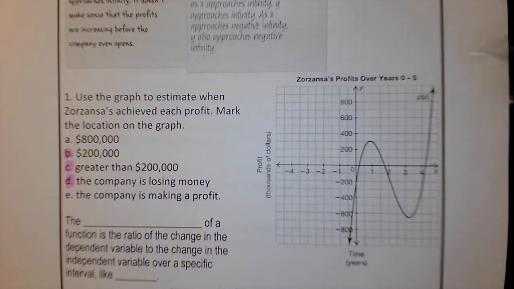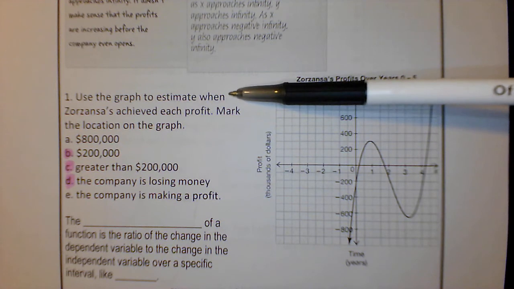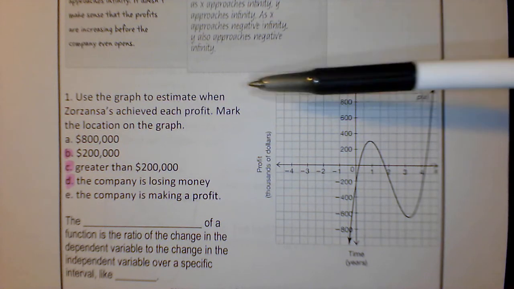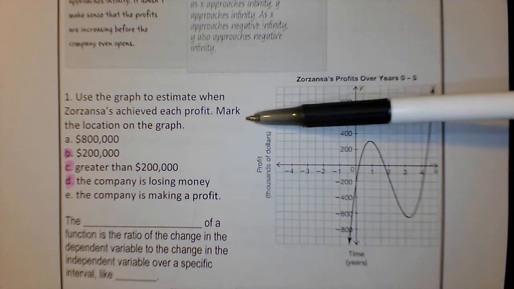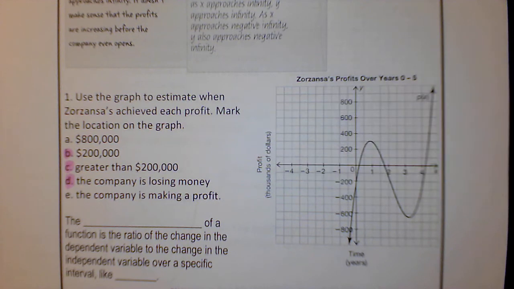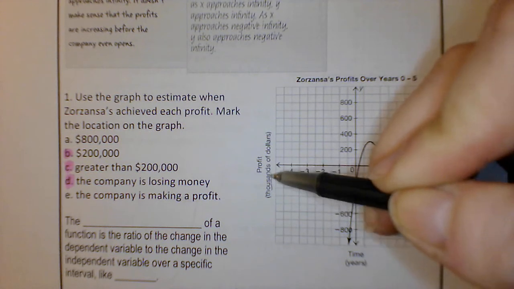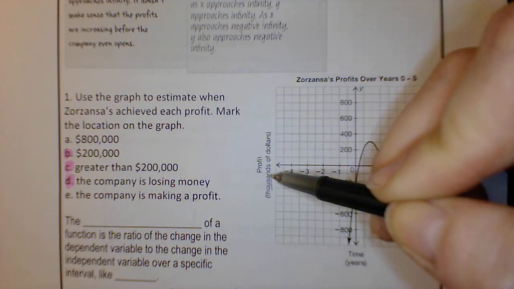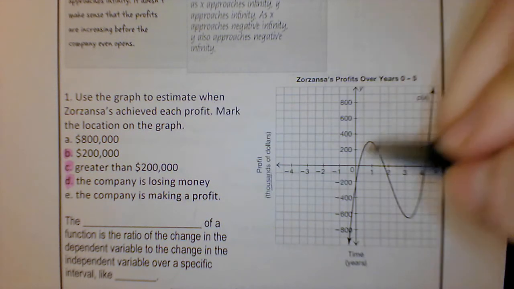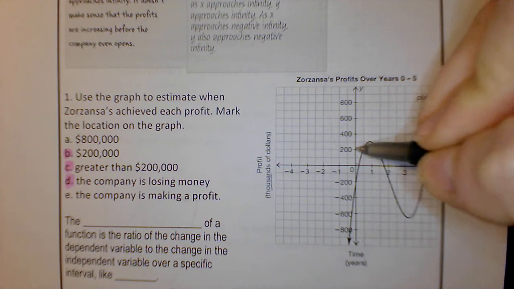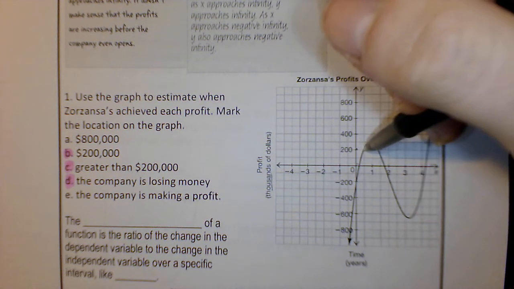But we're going to use this graph to estimate when they achieved each profit, and we're going to mark that location on the graph. Let's go ahead and do B together, and then you can go back and do A. So B says, when did we reach $200,000? Notice the profit is in thousands of dollars, and I want to know when it's 200,000. Well, up here is where 200,000 is. That's happening in a few different places.